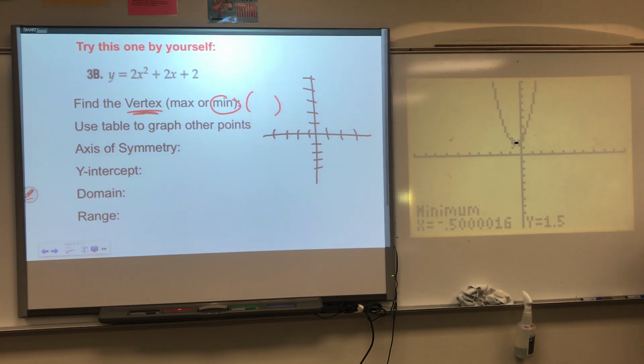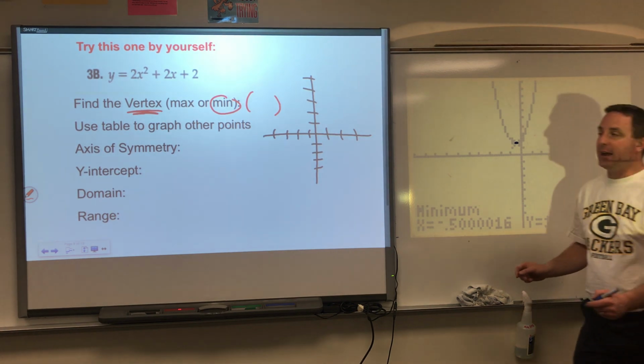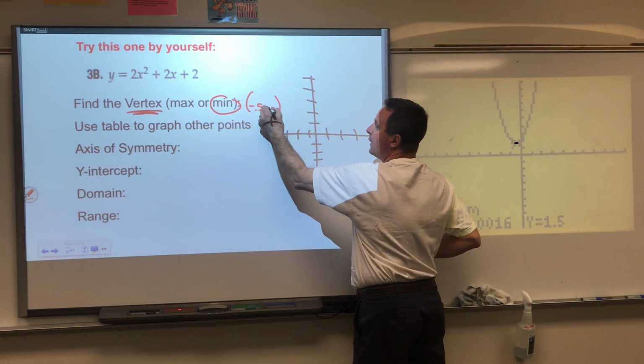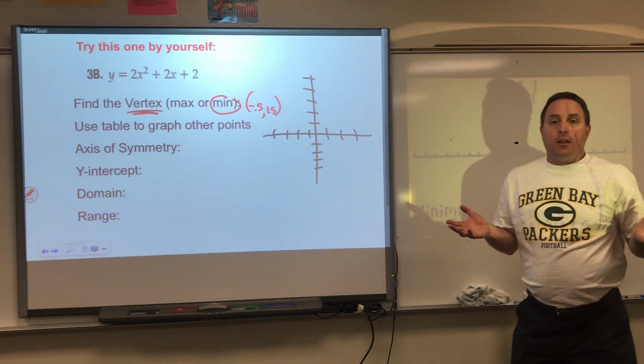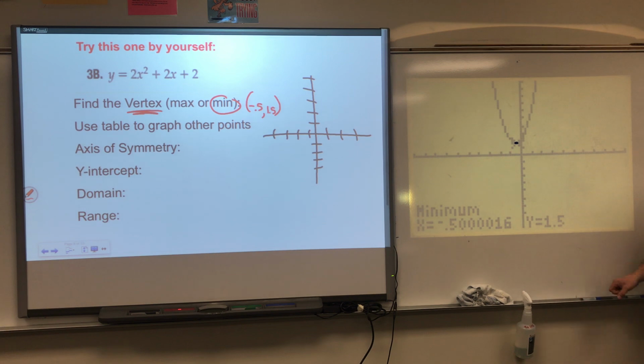Look down here at the bottom. It's giving me the coordinates of my vertex. -0.5, 1.5. Does the vertex always have to be a nice number? No. The vertex can be a decimal. That's perfectly fine. And oftentimes they are.